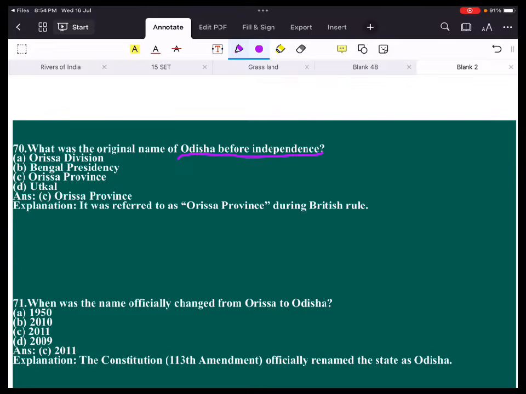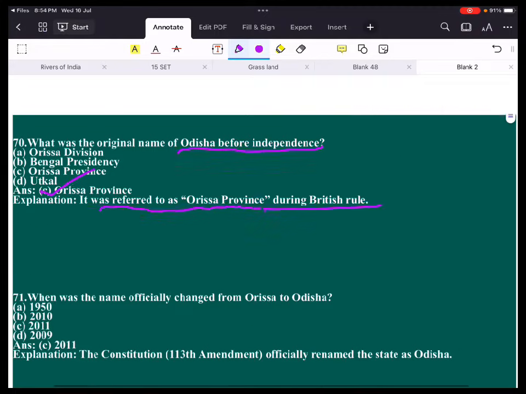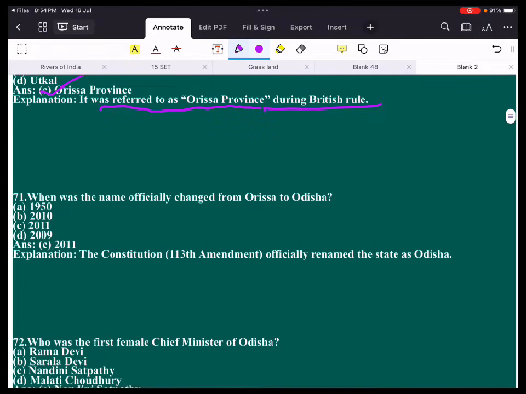The Orissa province. It was referred to as the Orissa province during British rule. When was the name officially changed from Orissa to Odisha? That is 2011. The 113th amendment officially renamed the state as Odisha.